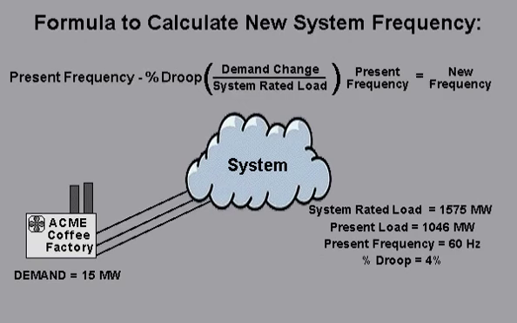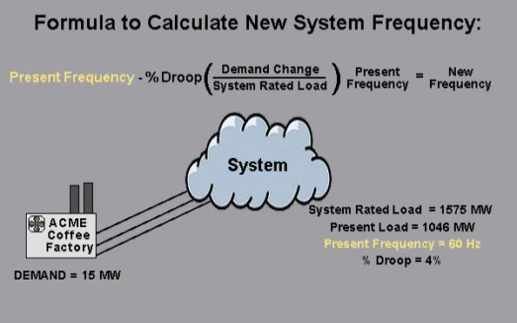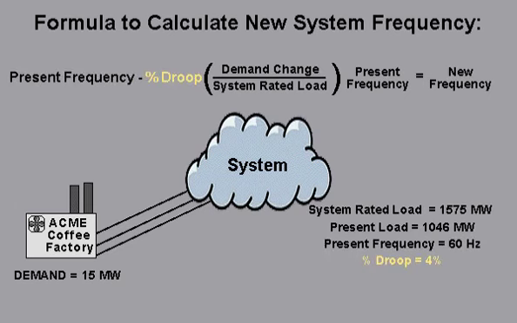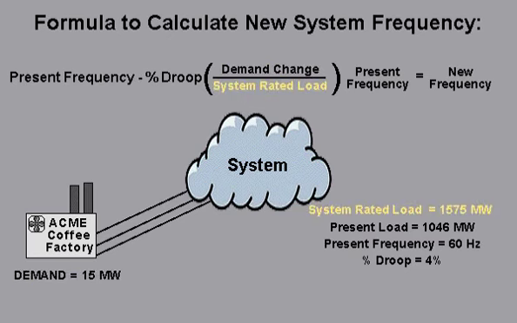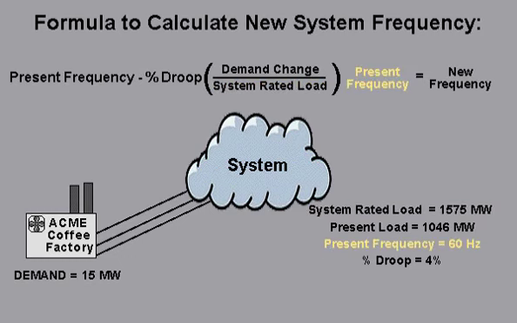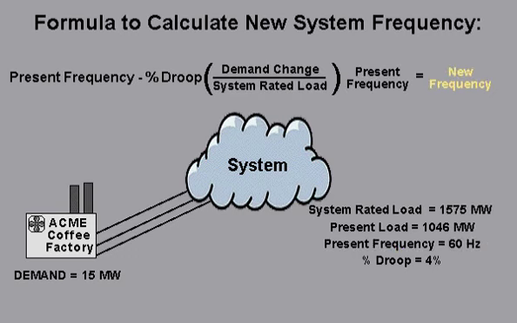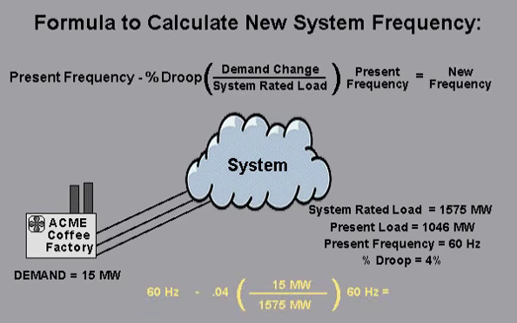This is the formula used to calculate what the new system frequency will be for a given droop regulation and change in load. It is the present frequency minus the percent droop, multiplied by the demand change divided by the system total rated load. This is all then multiplied by the present frequency, giving you the new frequency. So in the case of this system, this is what the formula looks like, giving you a new frequency of 59.98 Hz. Please click on Back to continue.